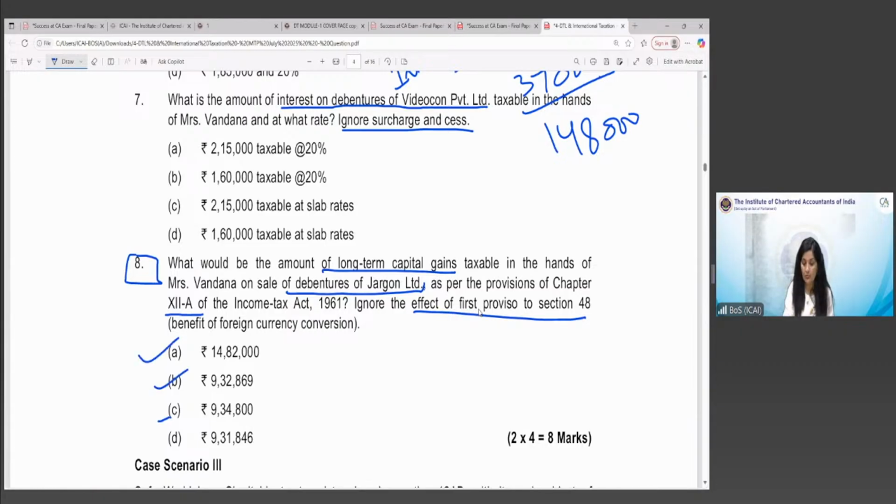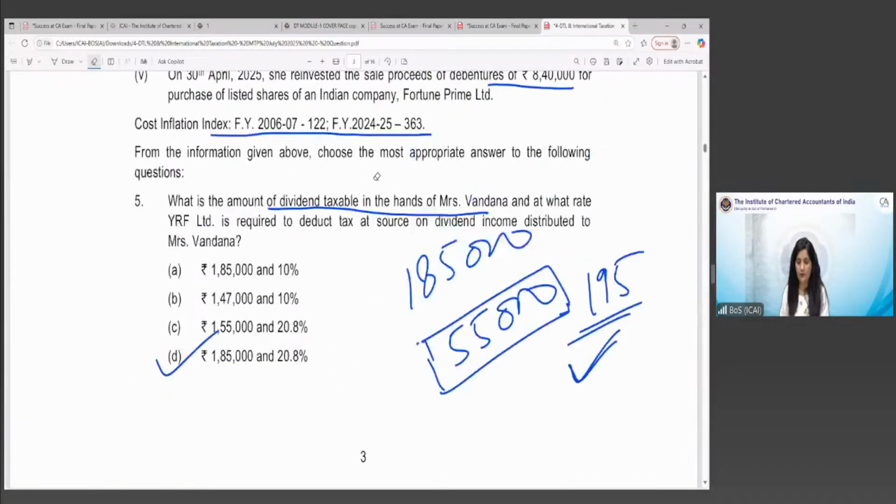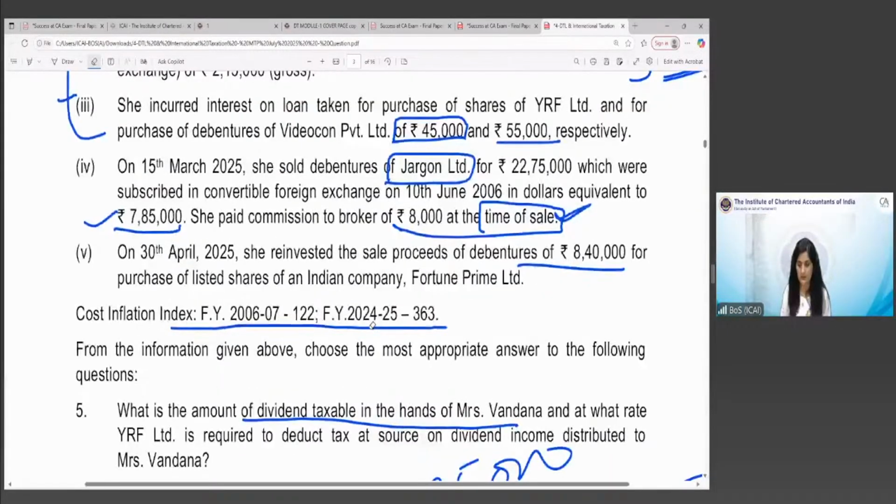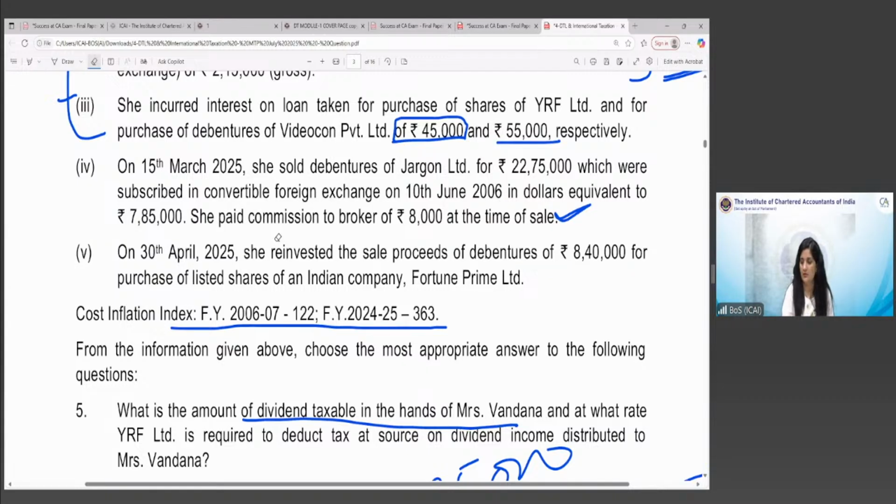So figures are given. Let me take you to these facts. ठीक है, facts देखते हैं हम. I will give you 2 to 3 minutes. ठीक है, मैं थोड़ा सा इसको erase कर देती हूँ जिससे आपको easy हो जाए. These two figures, 4th point and 5th point, have to be computed. You have to compute the amount of long-term capital gains considering the provisions of chapter 12A. ठीक है, I am giving you 4 minutes time. Just compute it.